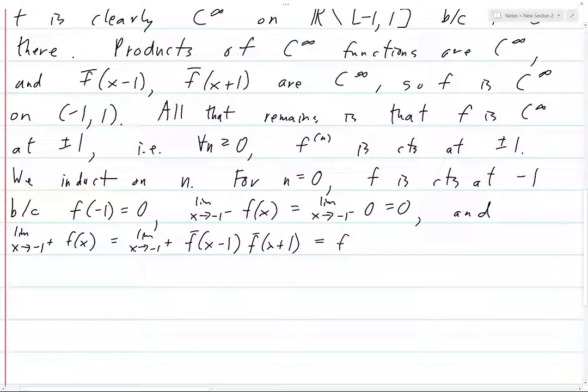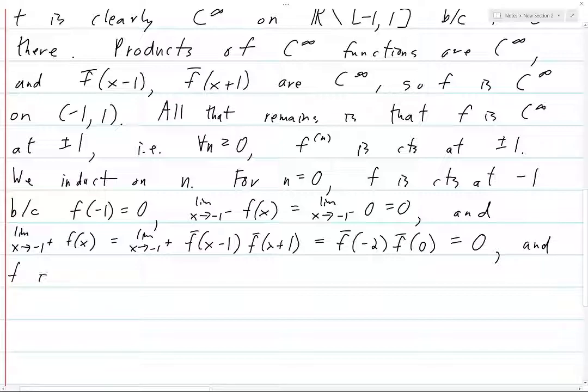So when we plug it in, we're going to get f bar of minus 2 times f bar of 0. Now f bar of 0 is 0, and f bar of minus 2, well, I don't care what it is, because you're just taking something that's non-zero, multiplying it by 0, and you'll get 0. Okay, so there we go. The limit as x goes to negative 1 from the left is equal to the limit as x goes to negative 1 from the right is equal to the value of the function at negative 1. Therefore, f is continuous at negative 1.